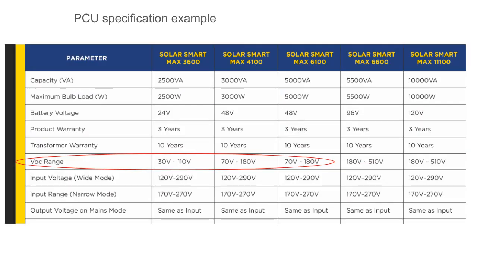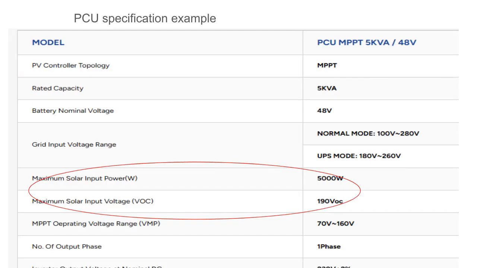Since it is a PCU, its capacity, VA, will be the maximum capacity range. That is, if capacity is 5000 VA, the max panel wattage required will be 5000 watts. This specification is the same as our examples. VOC and max power mentioned.